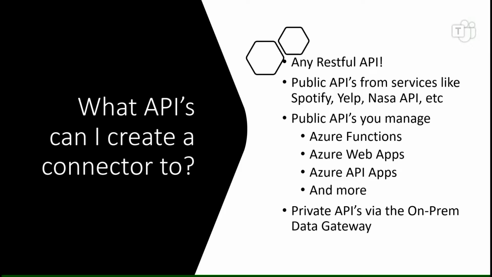And this can also be private APIs. This is a thing that I know a lot of people don't even realize that you can do in Power Platform, because it is a cloud service, so you think you can only connect to other cloud applications. But there's a thing called the on-prem data gateway, which allows you to connect to your internal, behind-the-firewall systems. So therefore, you can connect to your private APIs that way.